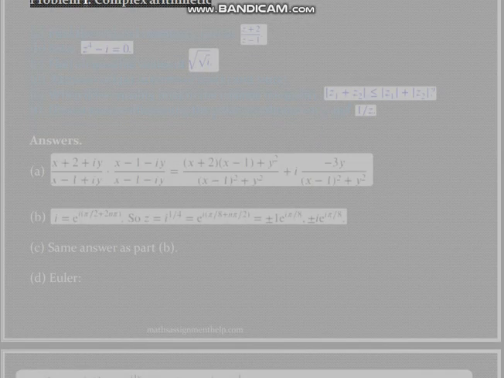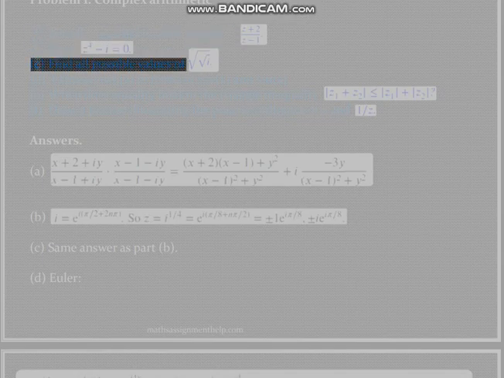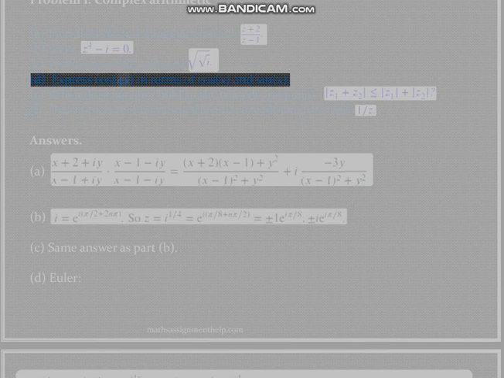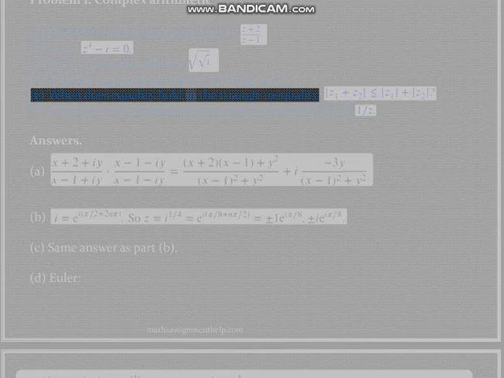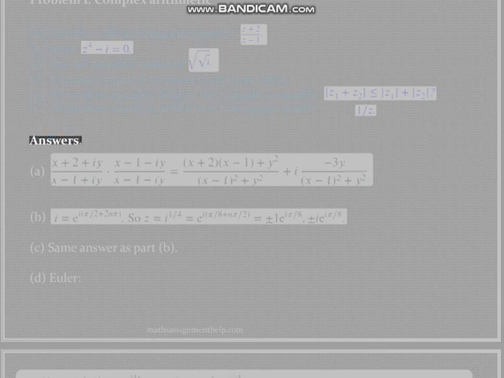Problem 1. Complex arithmetic. A. Find the real and imaginary part of B. Solve via C. Find all possible values of D. Express cos 3x in terms of cos x and sin x. E. When does equality hold in the triangle inequality? F. Draw a picture illustrating the polar coordinates of Z and answers.